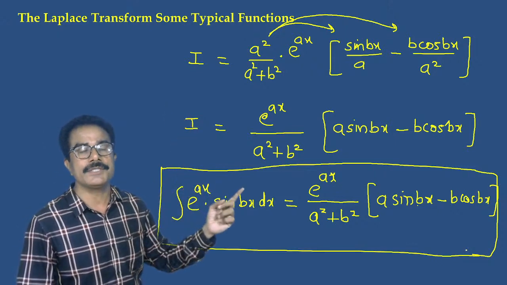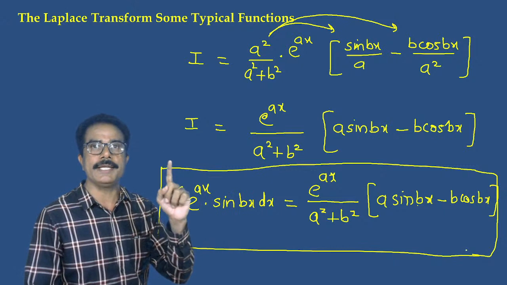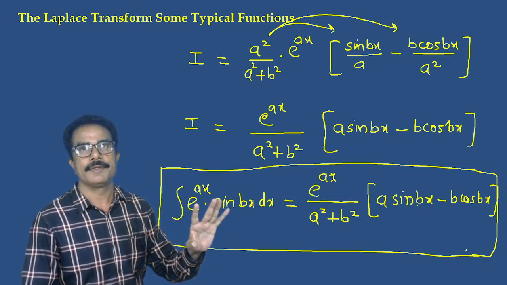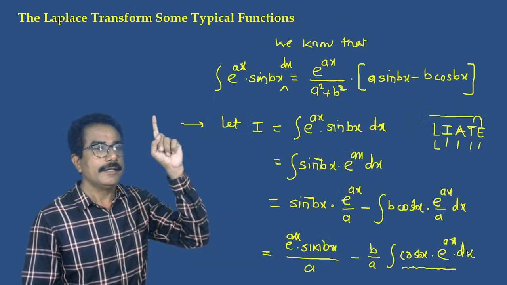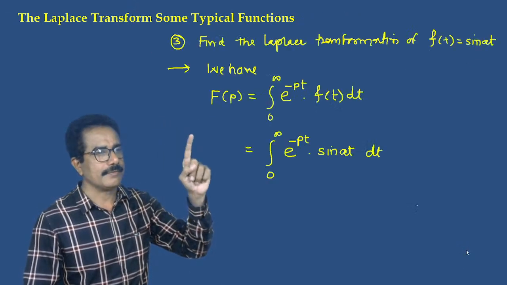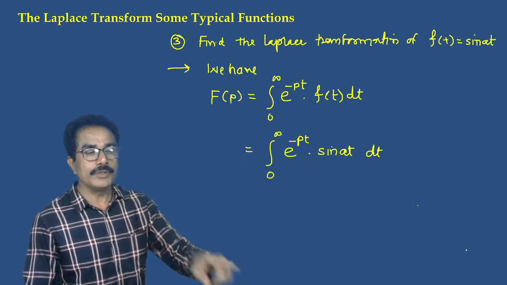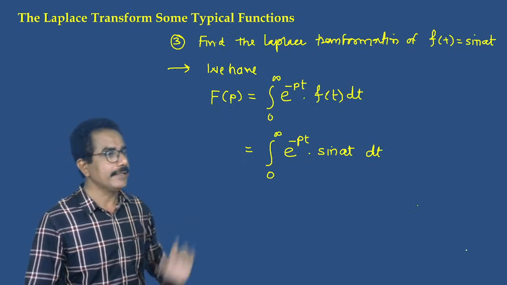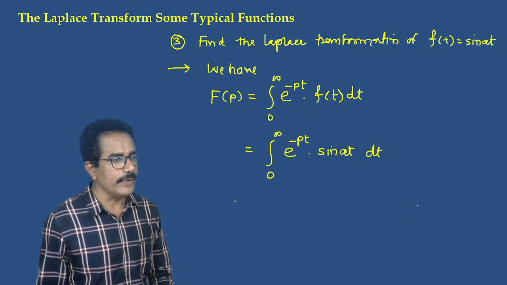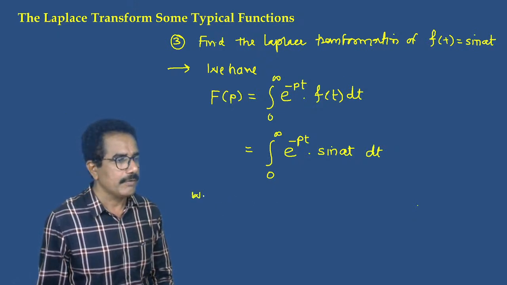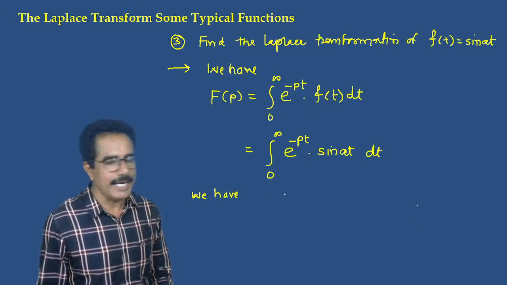What is the typical function? F of t is equals to sin at, whatever may be. So this formula is essential to prove the concept here. To prove this, we have to need the formula. What is that formula? Once again I write the formula. We have, what is that formula?